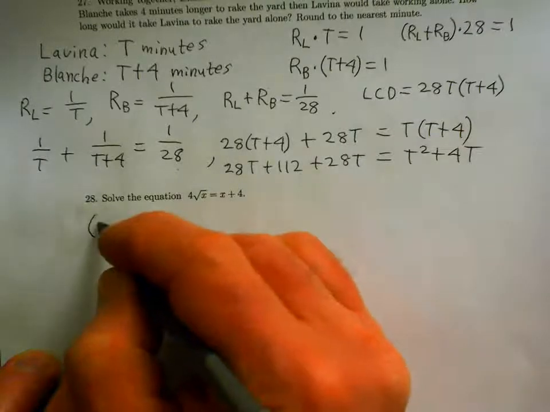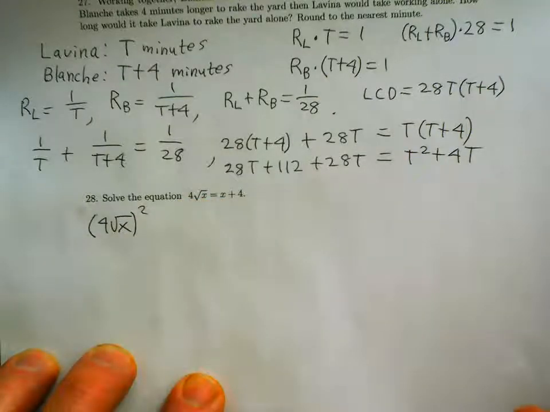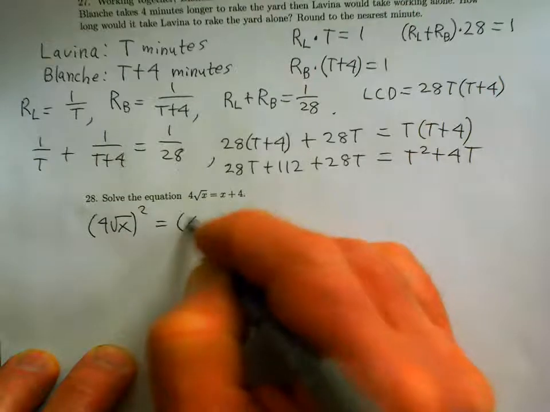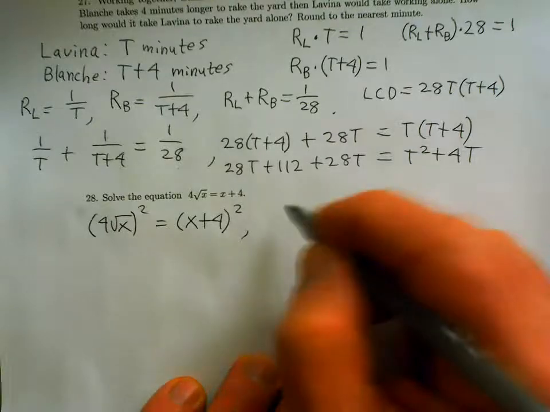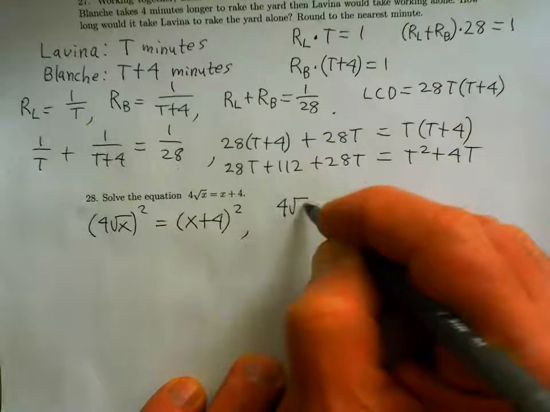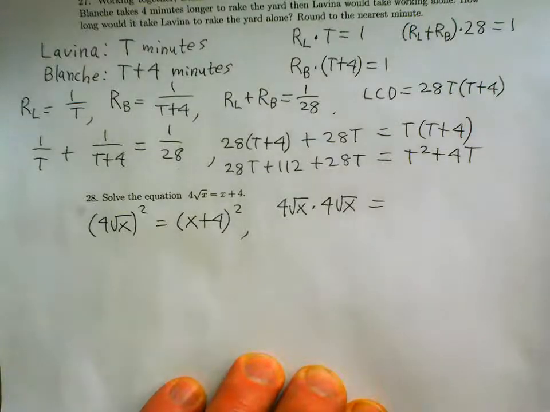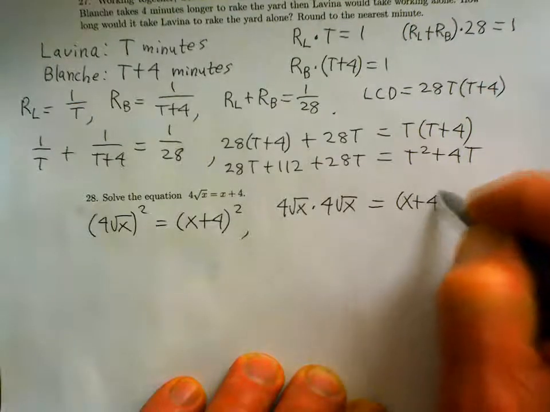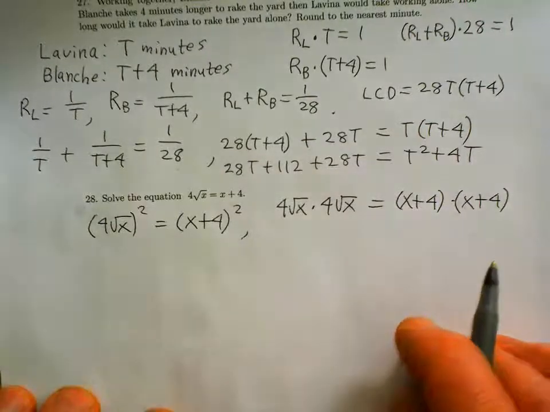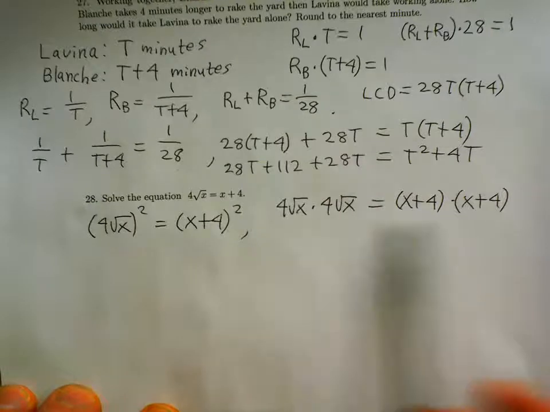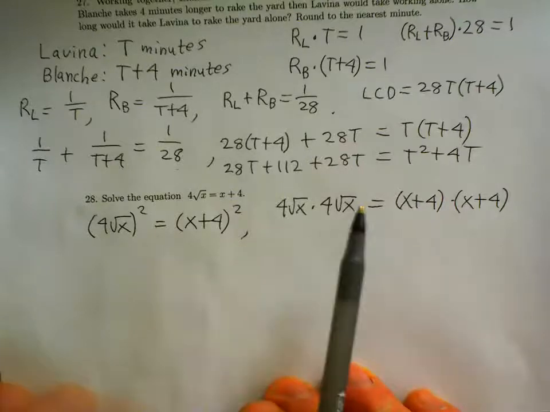So square the left-hand side, square the term 4 times the square root of x, square the right-hand side. And remember that when you square something, you multiply it by itself. So 4 times the square root of x times 4 times the square root of x on the left-hand side. On the right-hand side, x plus 4 times x plus 4. So if you write it out this way, it might remind you and help you avoid a mistake.